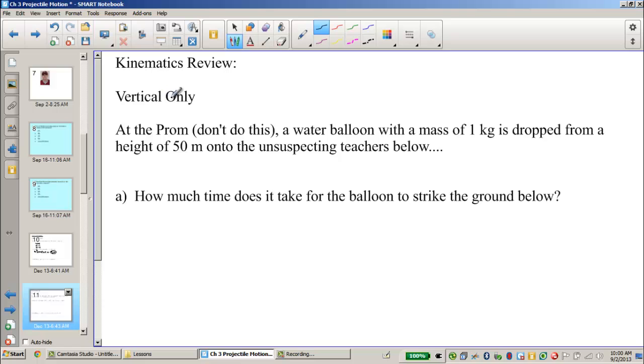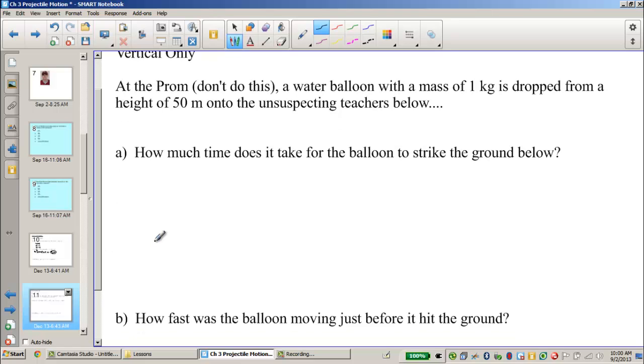Here's a purely vertical problem at the prom. Please don't do this. A water balloon with a mass of 1 kilogram is dropped from a height of 50 meters onto the unsuspecting teachers below. How much time does it take for the balloon to strike the ground below? Again, same thing. We're going to think about our unknowns. How much time? Well, we're looking for T. I'm trying to get my mouse moving here. We're looking for T equals question mark.